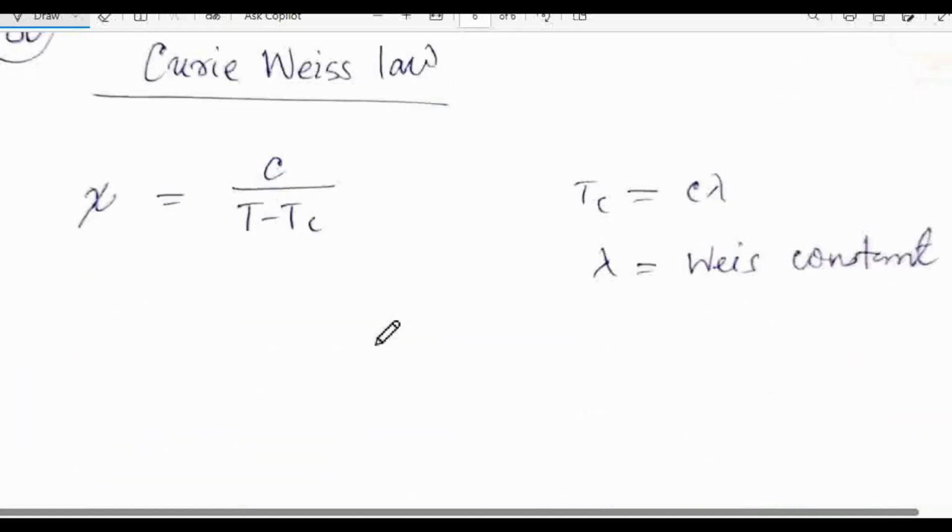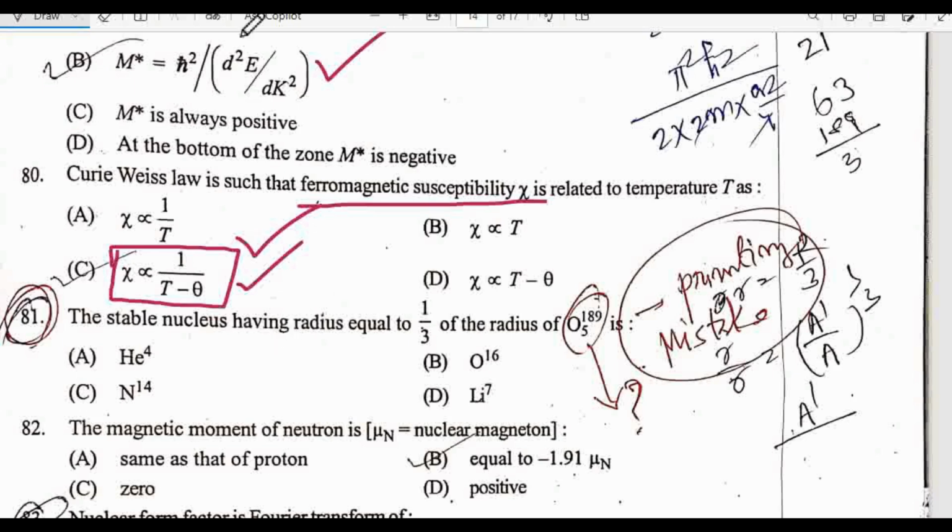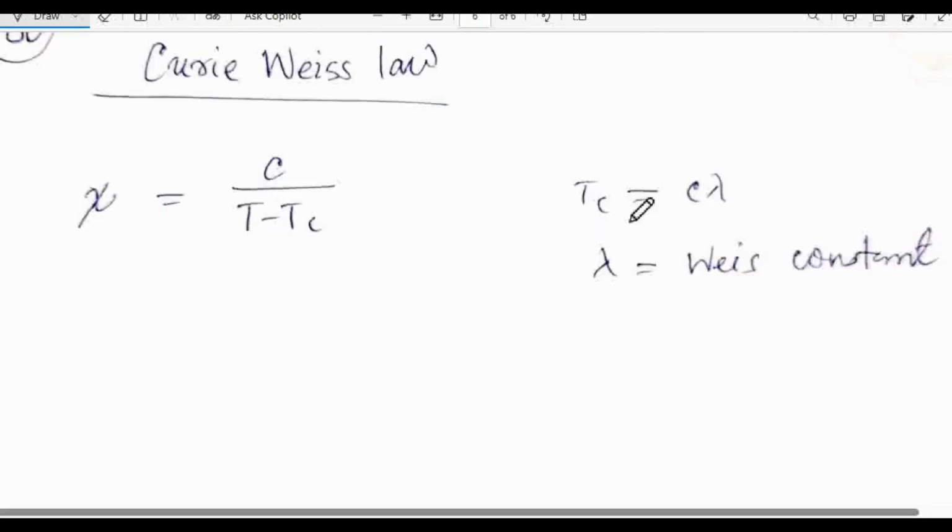In the place of theta, I have written Tc, where Tc is C lambda, and lambda is the Weiss constant.